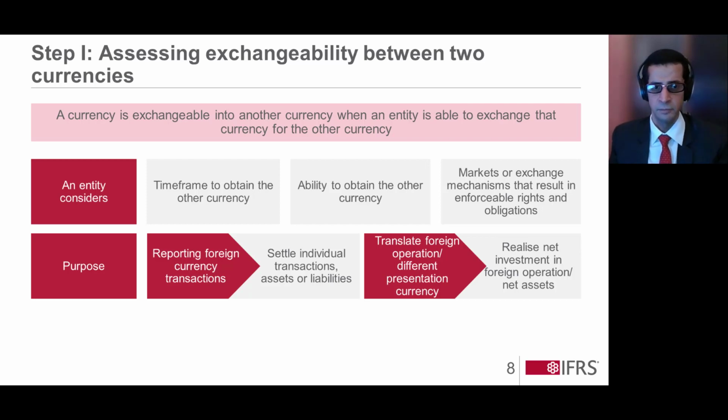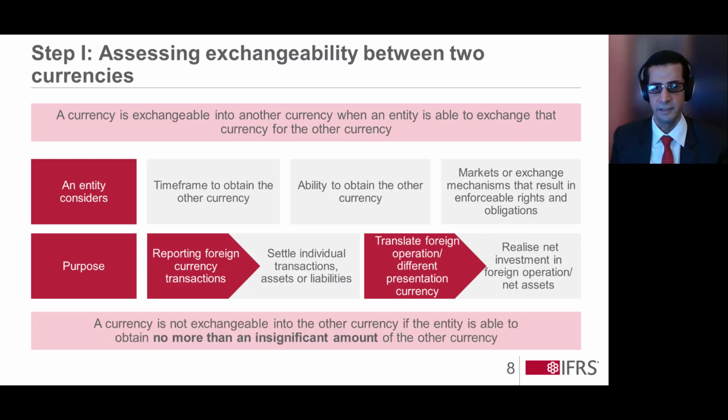Now, finally, there might also be some situations in which a company is able to obtain only limited amounts of foreign currency for a specified purpose. So let's take an example. A company with a foreign currency denominated liability of, let's say, 1,000 units might be able to obtain only 50 units of that currency. The board decided to specify that in these situations, a currency would not be exchangeable into the other currency if the company is able to obtain no more than an insignificant amount of the other currency.